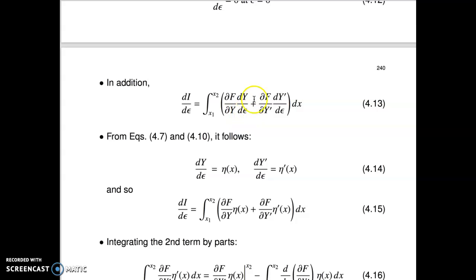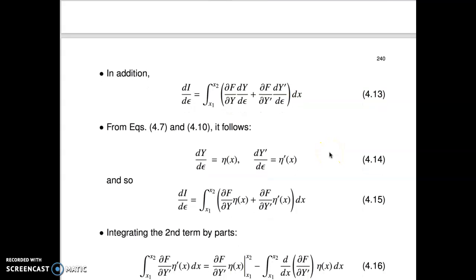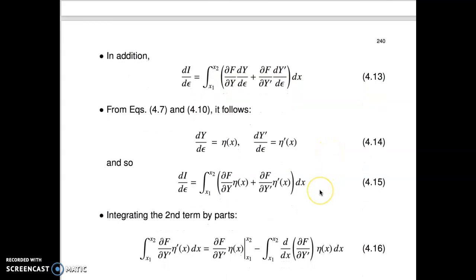So what goes here is eta. What goes here is eta primed. With that substitution, we get equation 4.15. Now, we have two terms because of the chain rule for a multivariate function. We had two terms back in equation 13, and it's carried over into equation 15. I'm going to leave the first term and just consider the second term.